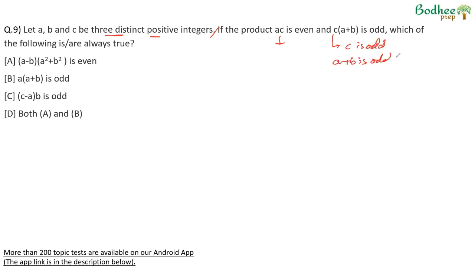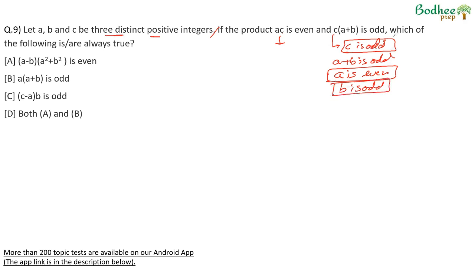This is for sure. Also, A into C is even, and we know C is odd. So A into C even will happen only when A is even. Also, since A plus B is odd and A is even, B has to be odd. So we know the three numbers. C is odd because of this product. Since C is odd, AC even means A is even. And since A plus B is odd, A is even, so B is odd.